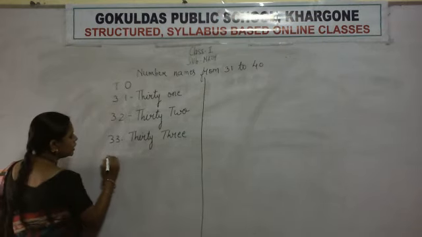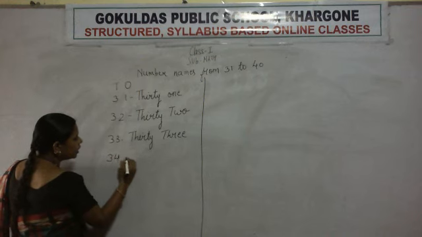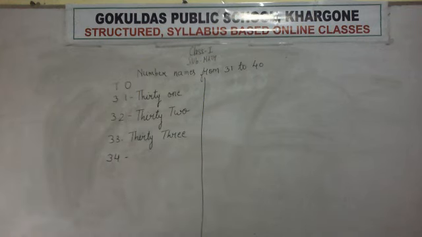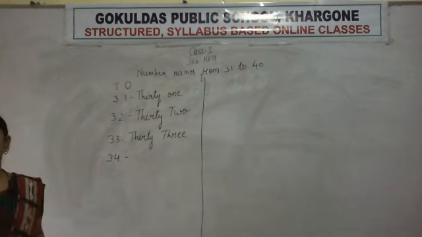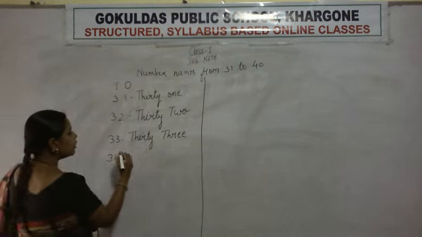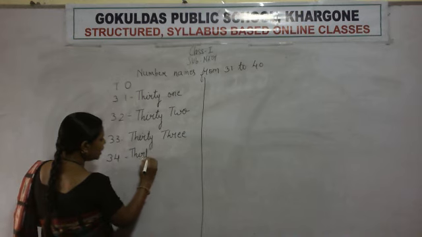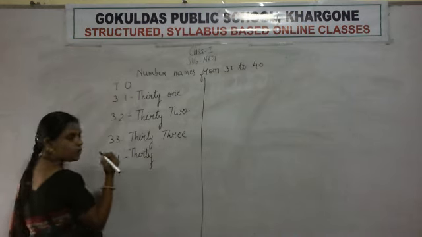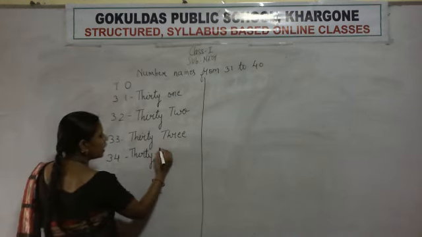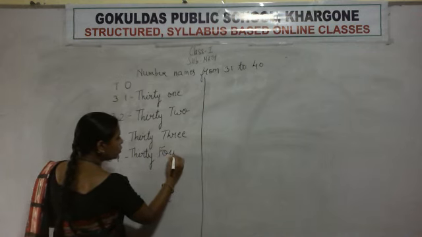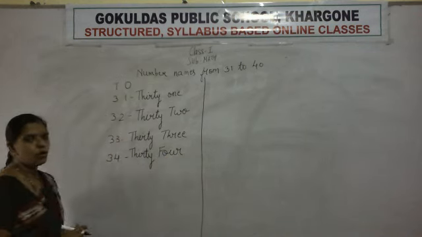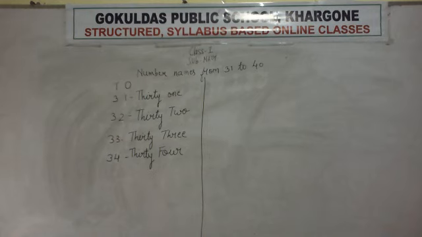Next, after 33, 3 4, 34. And what is the spelling of 30? THIRTY, 30. And what is the spelling of 4? FOUR. 34. THIRTY, 30. FOUR, 34.